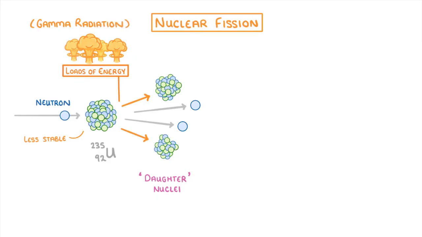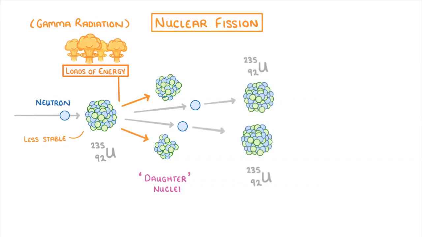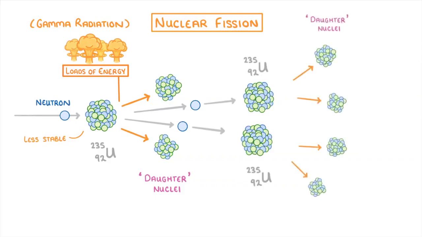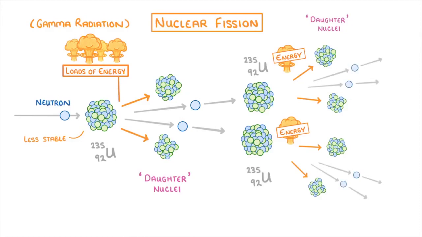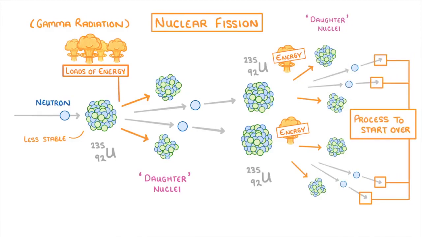Each of the neutrons can then go on to repeat the process all over again with another uranium nuclei. And so more daughter nuclei, energy, and neutrons will be released, which again allows the process to start over.